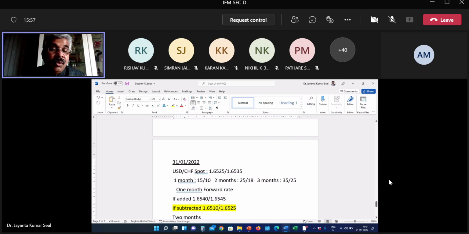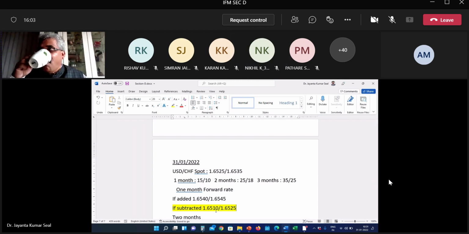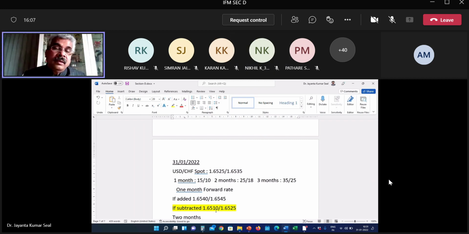So when your forward rate is... any question up to this point? No, sir. So when your forward rate is less than the spot rate, it is called forward is trading at a discount. I repeat, when your forward rate is less than the spot rate, your forward rate is trading at a discount. Okay, how do you find out the discount or premium?